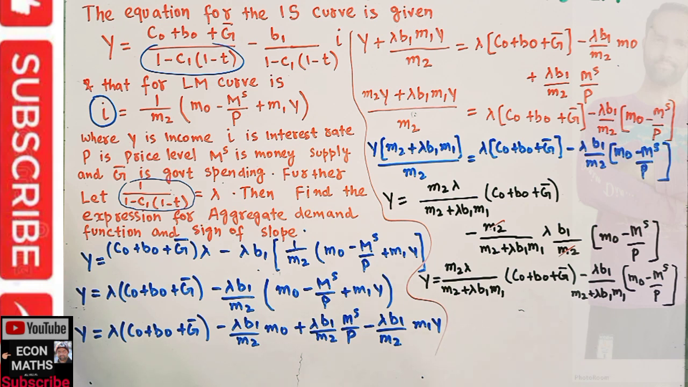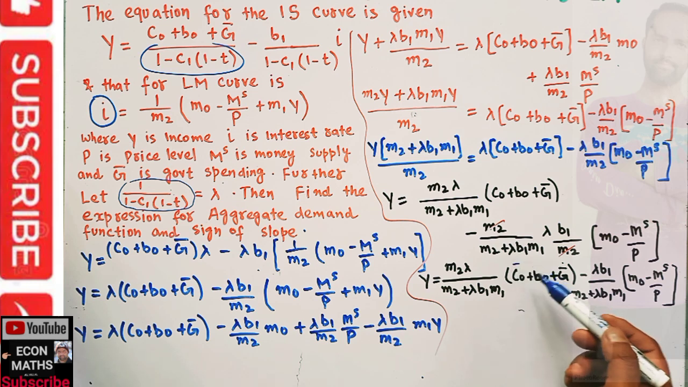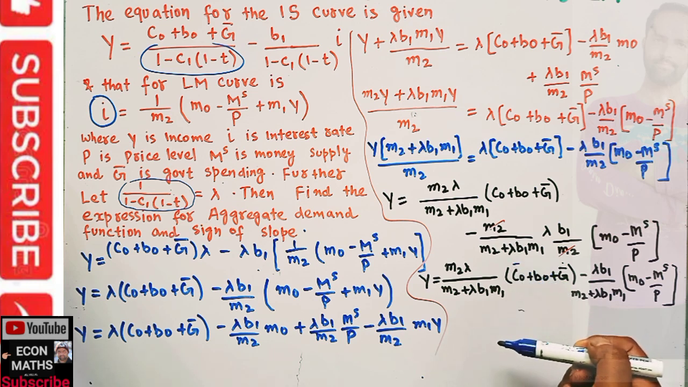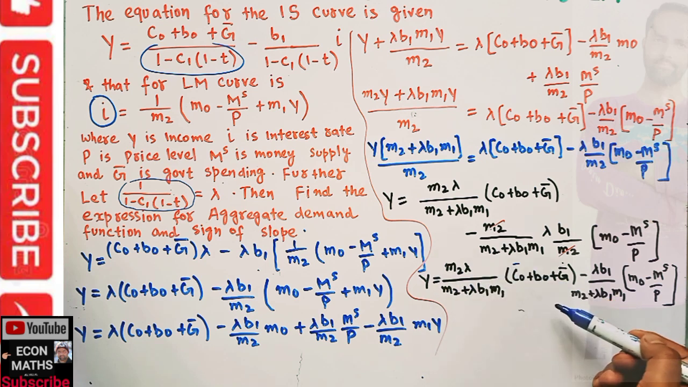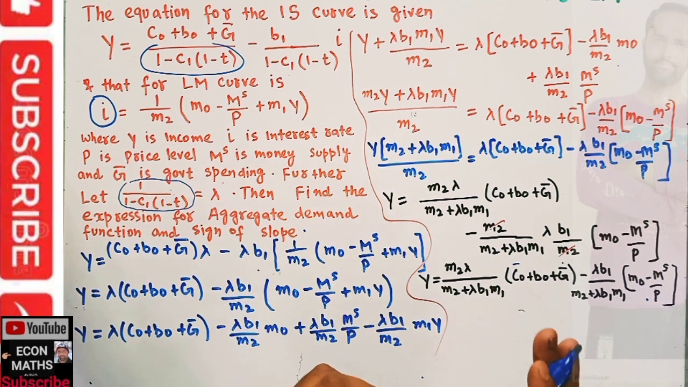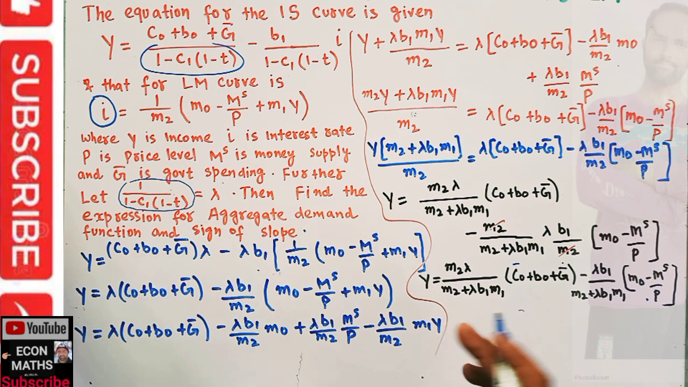Now we need to find out the slope of this aggregate demand function. The slope of the aggregate demand function will depend upon the price level. It will not depend upon any other thing here. The government spending is exogenous here, c naught is probably the autonomous consumption, and these are all autonomous variables. The only variable which we have here is the price. That means the slope of our aggregate demand function depends upon the price level.